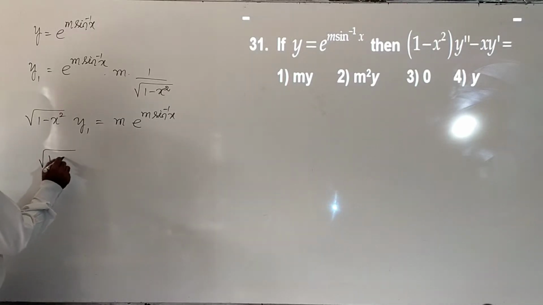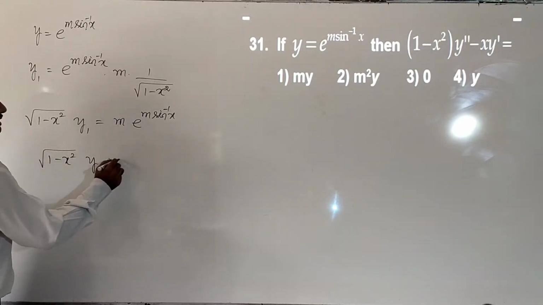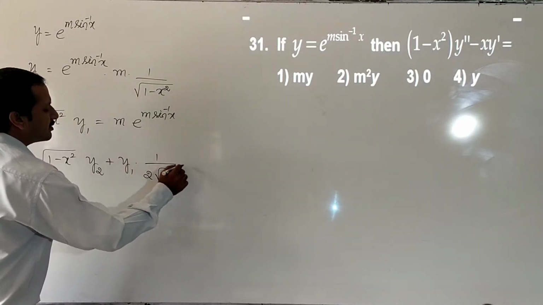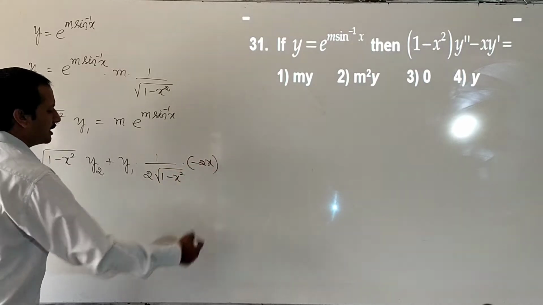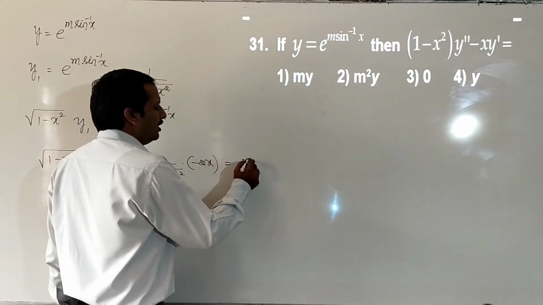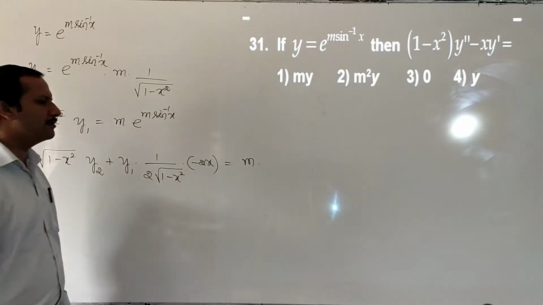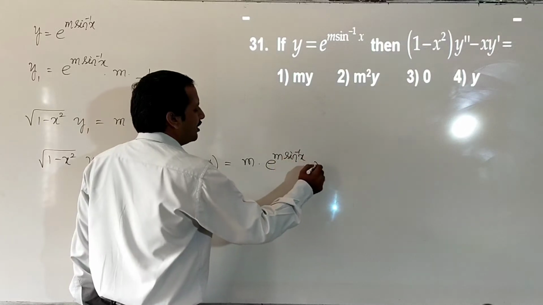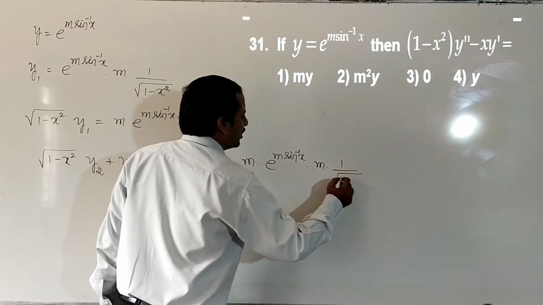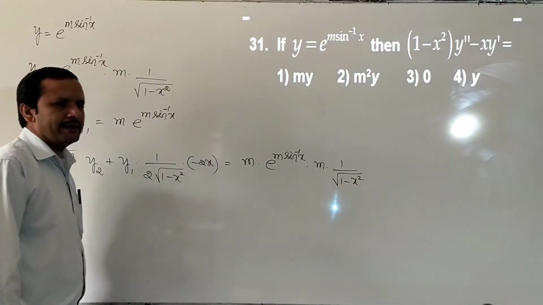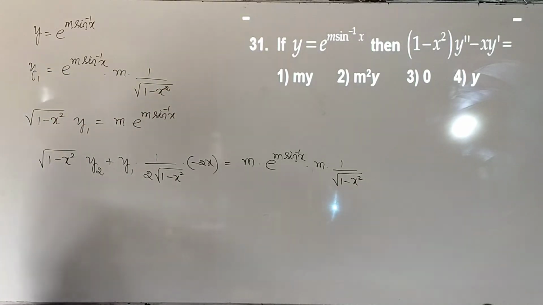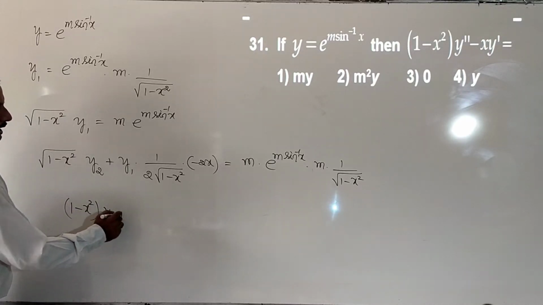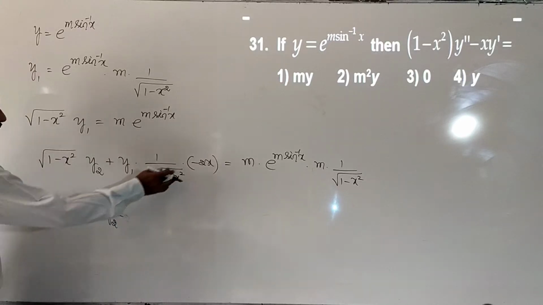We get root of 1 minus x square into y2 plus y1 into 1 by 2 root 1 minus x square into minus 2x. That's equal to m into the derivative of e power m sin inverse x, which is e power m sin inverse x into m into 1 by root of 1 minus x square. Let us multiply this equation with root 1 minus x square. We get 1 minus x square into y2 plus, minus here because of this minus.